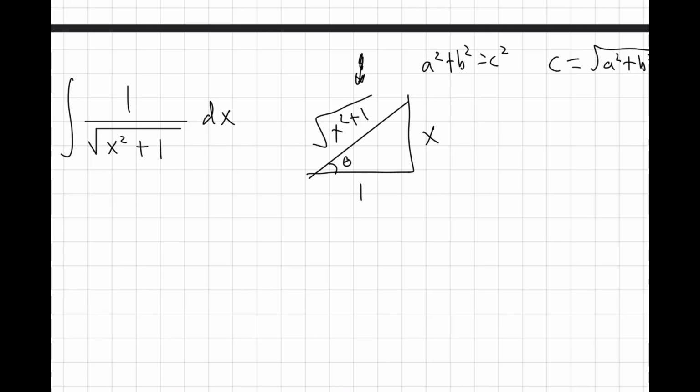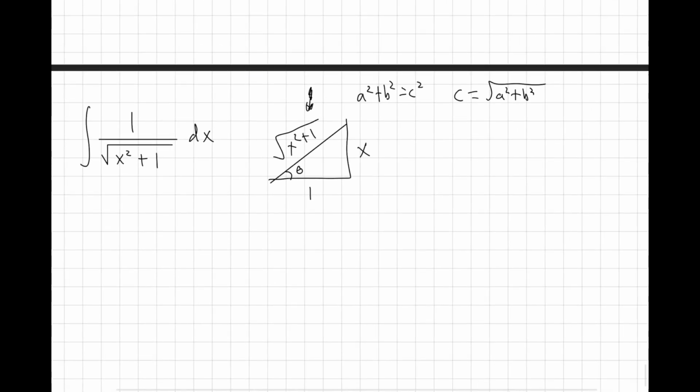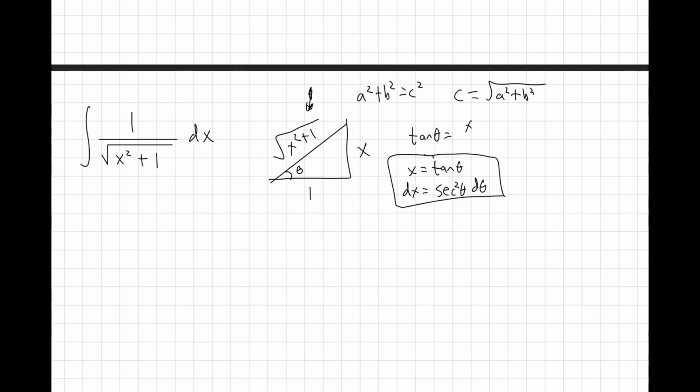So what can we get from this? We can say that tan theta is equal to x over 1, or just x. So then x equals tan theta. And then dx equals secant squared theta d theta. Let's hold on to these because we're going to be substituting these in for x and dx.